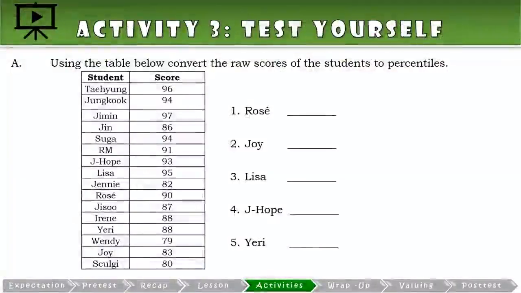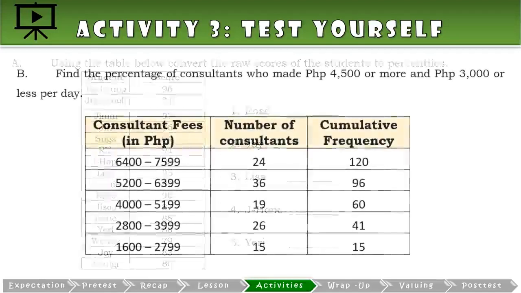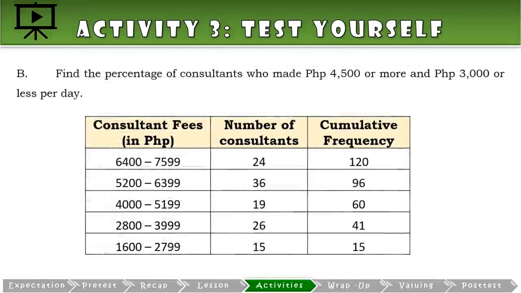For our last activity, test yourself. Test A. Using the table below, convert the raw scores of the students to percentiles. Test B. Find the percentage of consultants who made 4,500 pesos or more and 3,000 pesos or less per day.